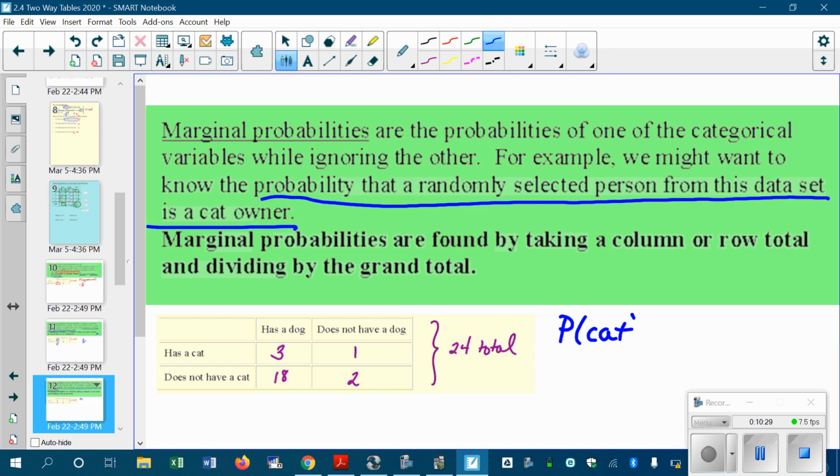Probability of cat owner. See how I didn't mention dog? Dog has nothing to do with it. So it must be a marginal probability. Okay, in this case, I'm going to have my bottom number be the grand total.